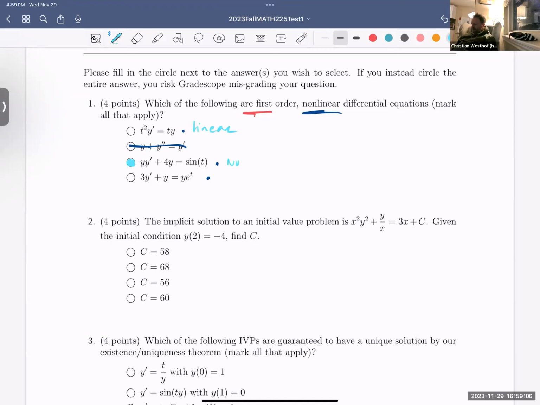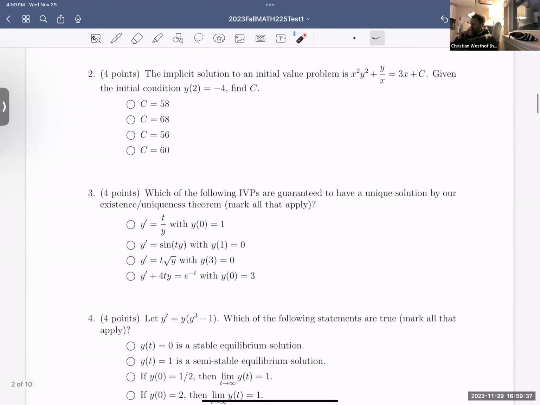Linear. Nonlinear. This one also linear. Linear again, because if you look at the dependent pieces, the y prime, the y here, the coefficients on those terms are either constant like the 3, constant like the 1, or expressions of t like e to the t. All right, number 2, the implicit solution to the initial value problem given, okay, find the c.